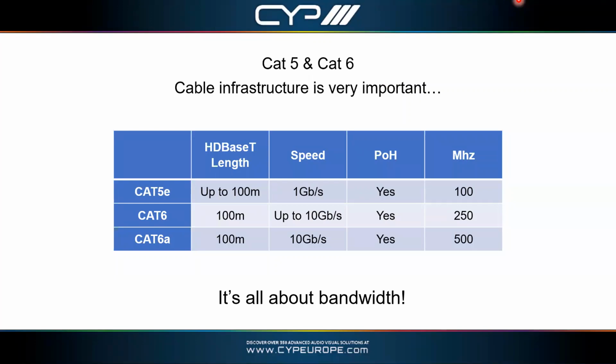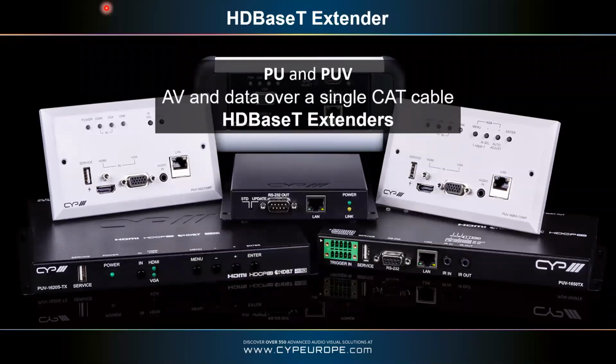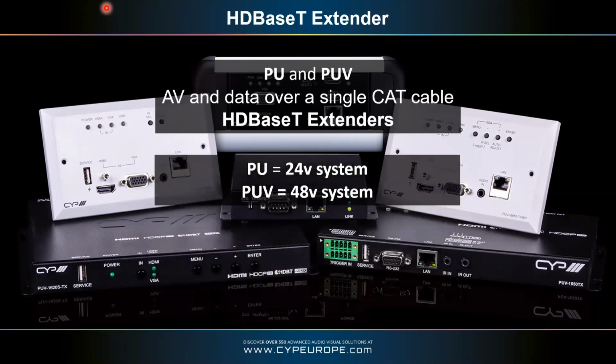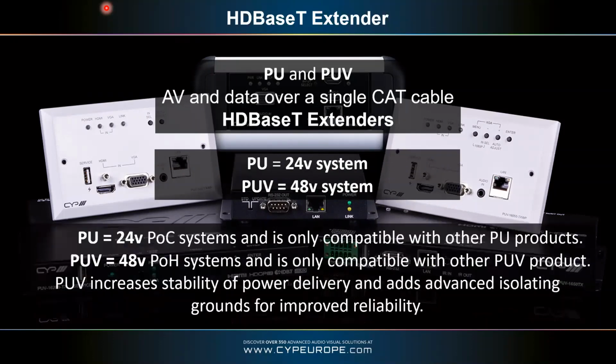Superb, thank you, Kev. So let's have a look at some key prefixes or key model numbers that you'll see from the CYP range of products, and that would be PU and PUV. And what do they mean? Originally, they stood for Puma, as it was products based over cat cable. Very clever play on words there, he says. So PU and PUV. The PU models are 24 volt based, and the PUV models are 48 volt. And you'll break it down on here.